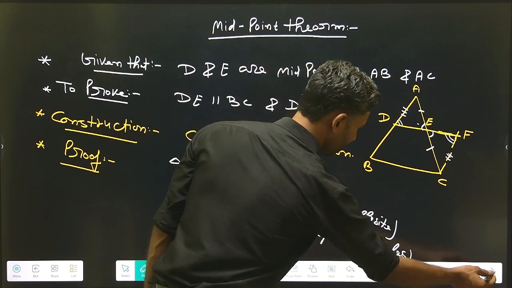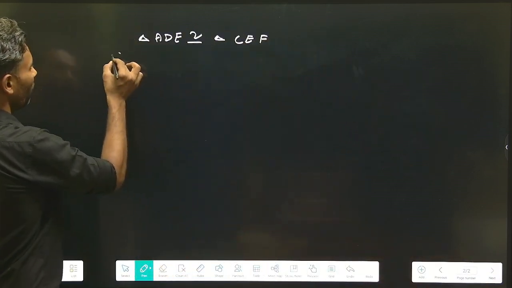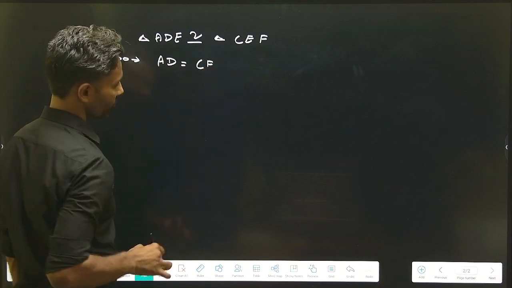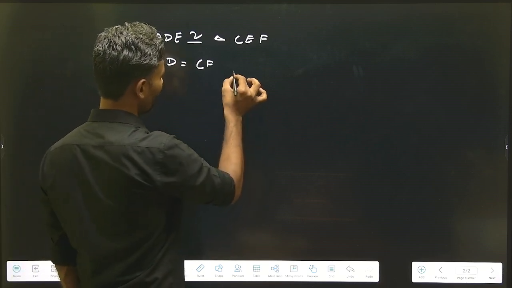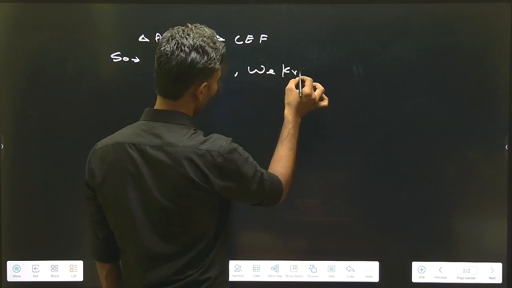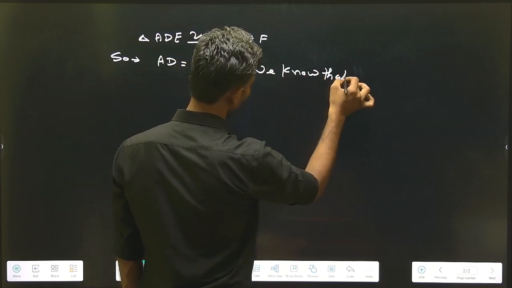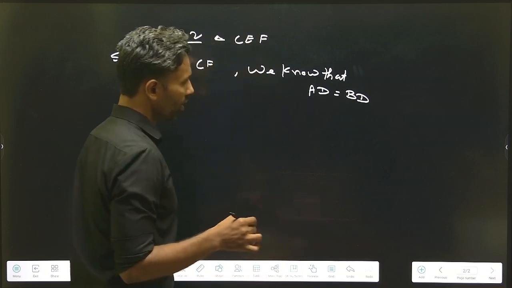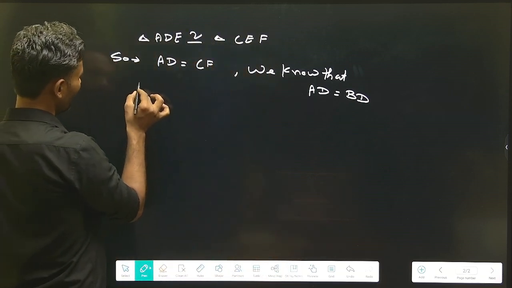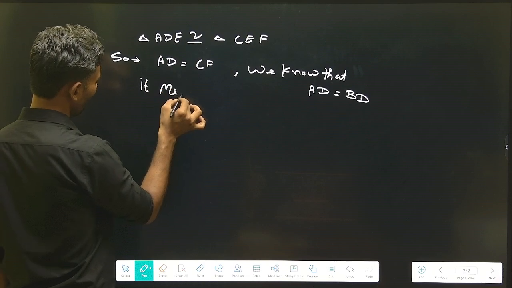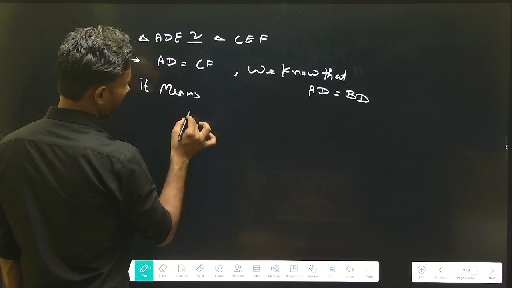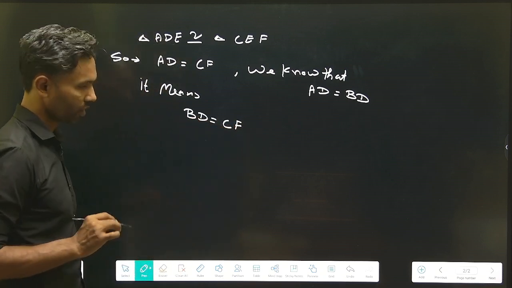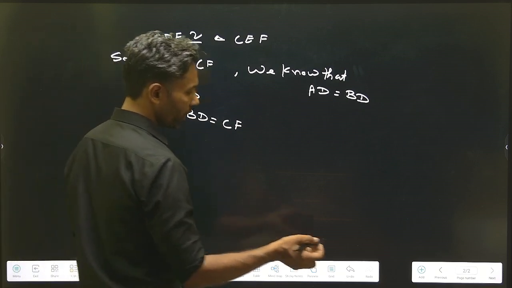Okay, we can say that AD will be equal to CF, side CF, and we know that AD is equal to BD. It means we can say that BD will be equal to CF. Understand that?